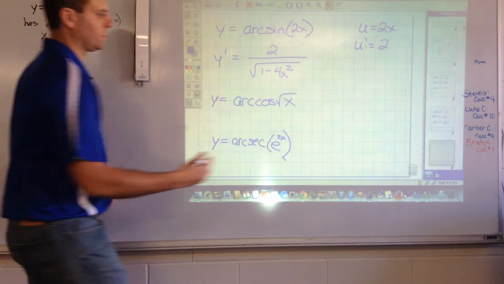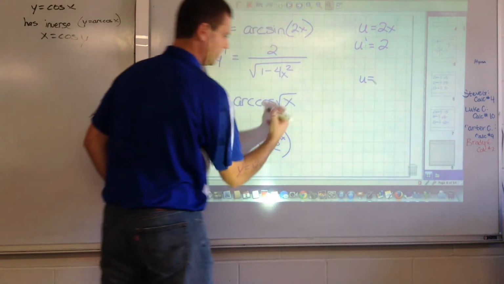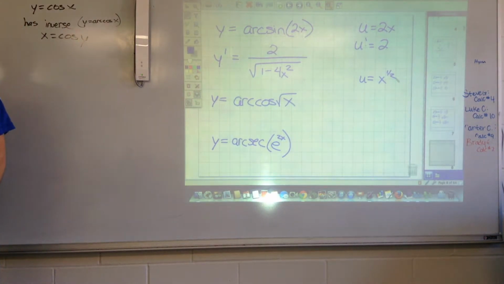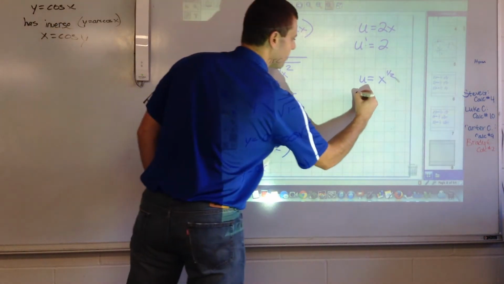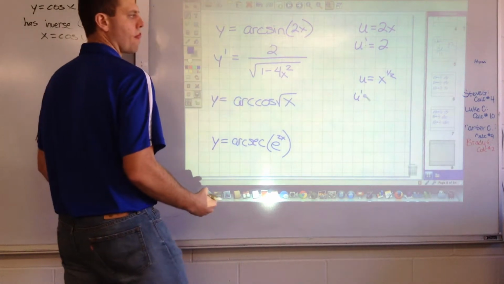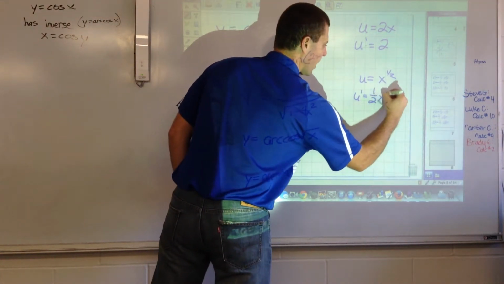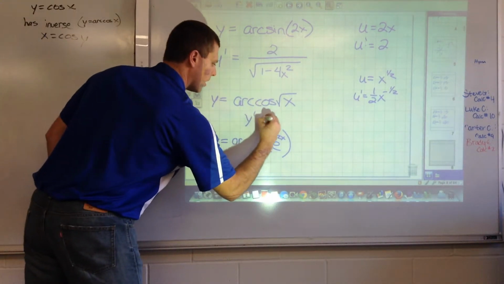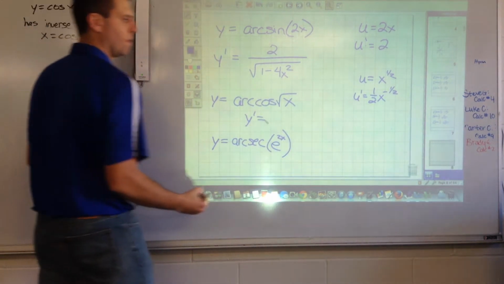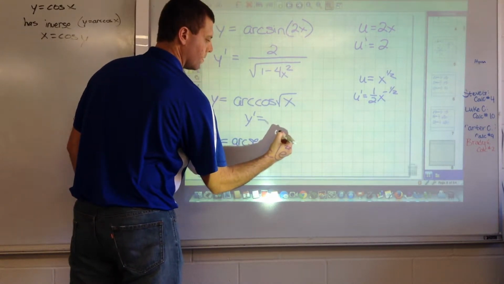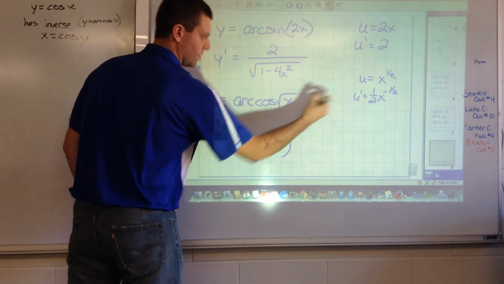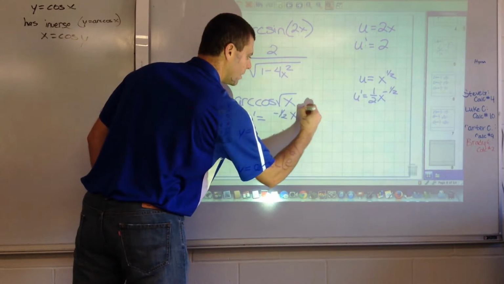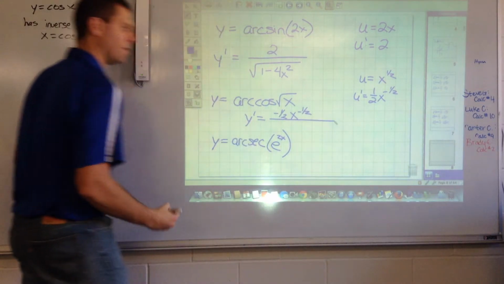So again, if it helps, u equals x to the 1/2, or u is the square root of x, right? So what would u prime be then? 1/2 x to the negative 1/2. Good, 1/2 x to the negative 1/2. So therefore then y prime, negative 1/2. What goes on top? Negative 1/2 x to the negative 1/2. Yep, sorry. Nice.